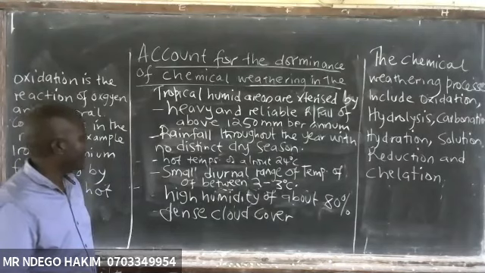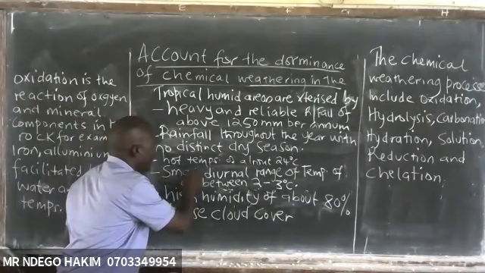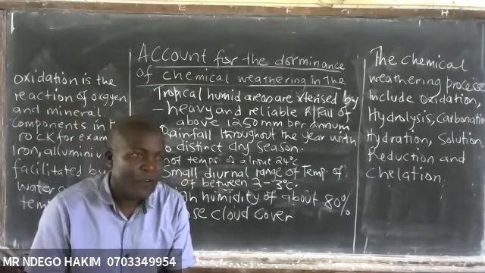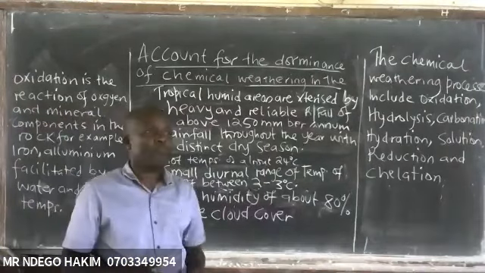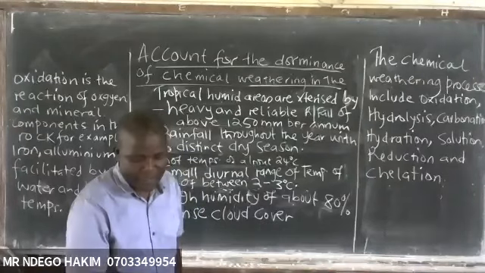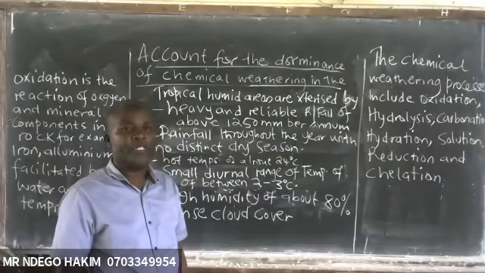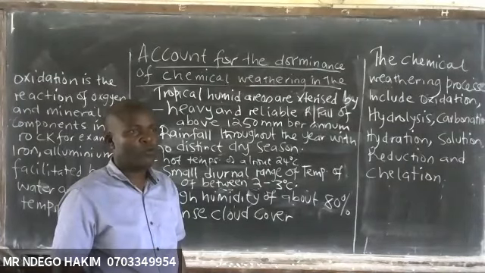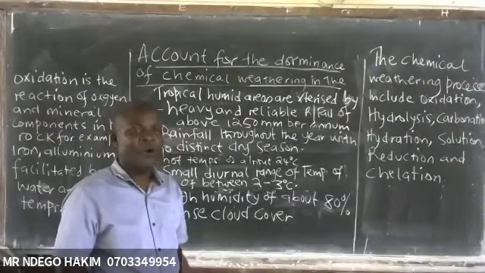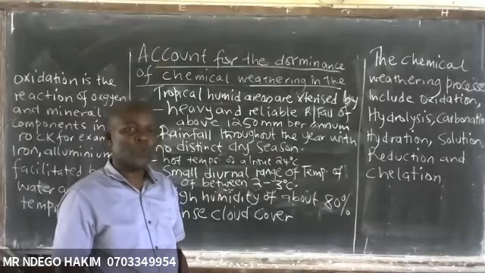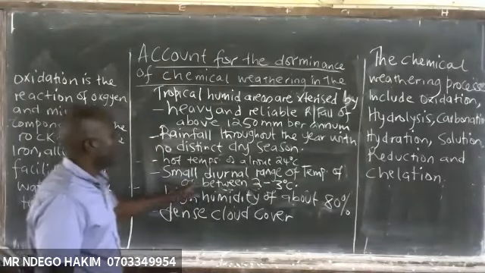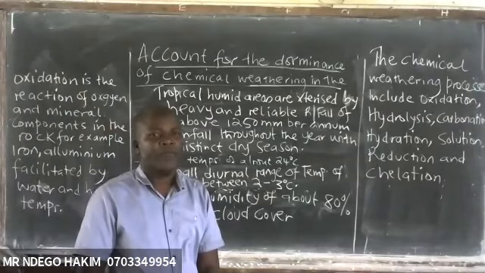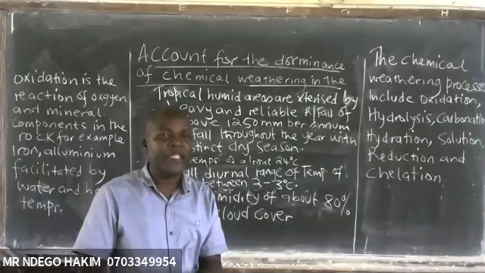Then another characteristic, small diurnal range. The word diurnal range means daily range of temperatures. For example, during the day, if the hottest temperature was 24 degrees Celsius, the lowest can be 21. So 24 minus 21, that is 3. Or 24 minus 22, that is 2. So it ranges between 2 to 3 degrees Celsius. That is the temperature range. That is diurnal range. It is small.